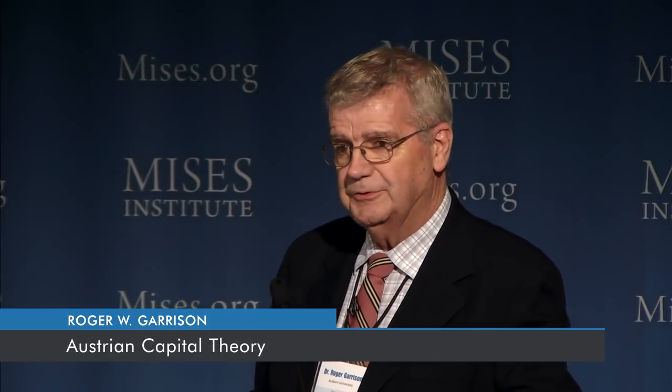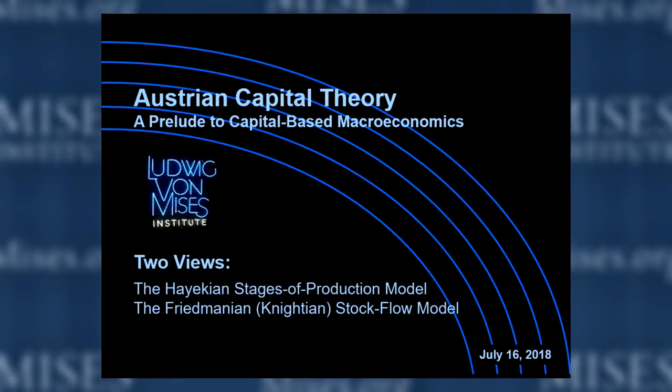And so I show you two views here. One is a Hayekian stages of production model. You know what that is. And the other one is the Friedmanian, and actually it's Knightian. It comes from Frank Knight, when both Knight and Friedman were at the University of Chicago. And I would claim that Friedman got just a little too much Knight to understand how the business cycle works. We're going to neglect Keynes's animal spirits, okay? We'll just leave that aside.